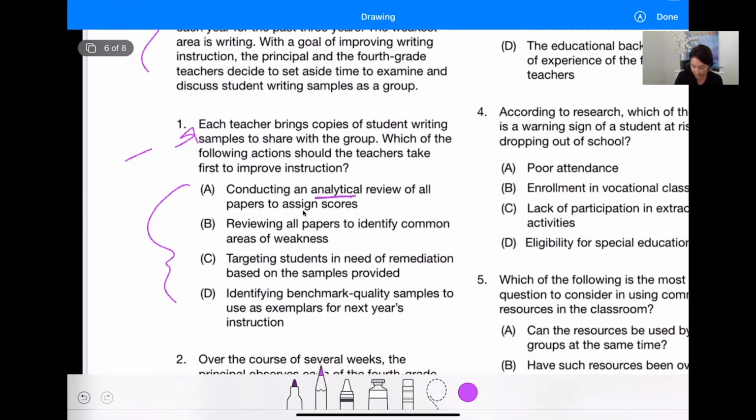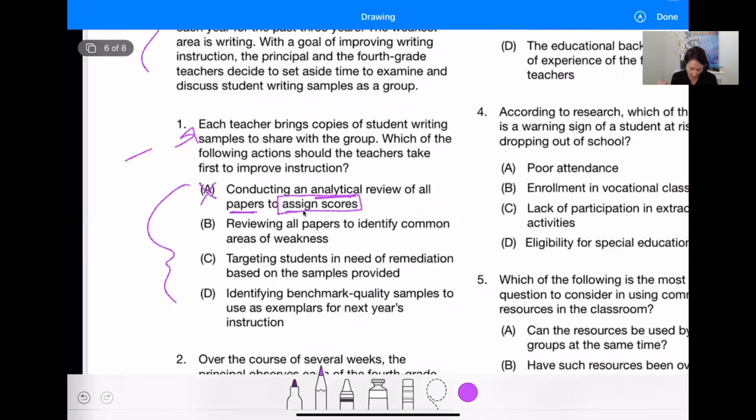Well, I like the word analytical because we want to be analyzing the data. And the papers, this must be student work. Remember, I haven't read the question yet, and that's okay. This must be student work or some sort of thing like that. And so that is data. But look at this at the end, to assign scores. Typically, and I know scores are very important, but on leadership exams, scores are not as important as other things. Ranking is not as important as other things. So I'm going to temporarily cross off A because it says assign scores.